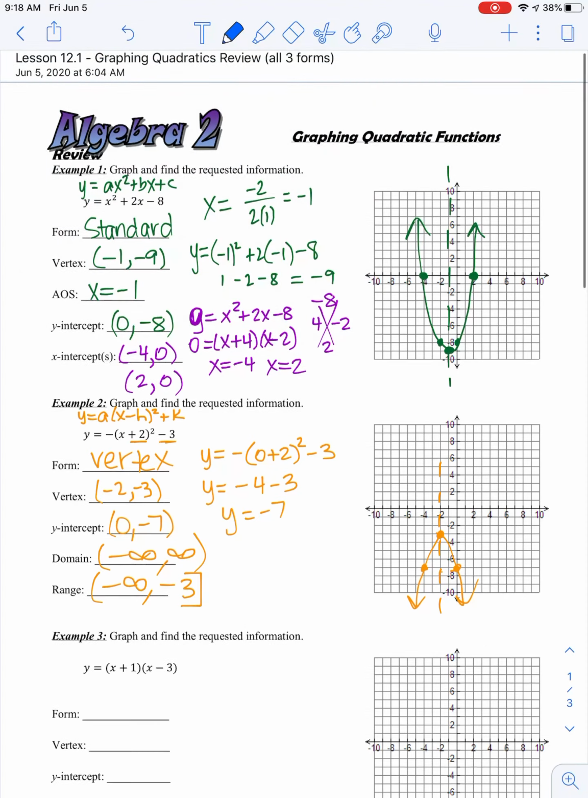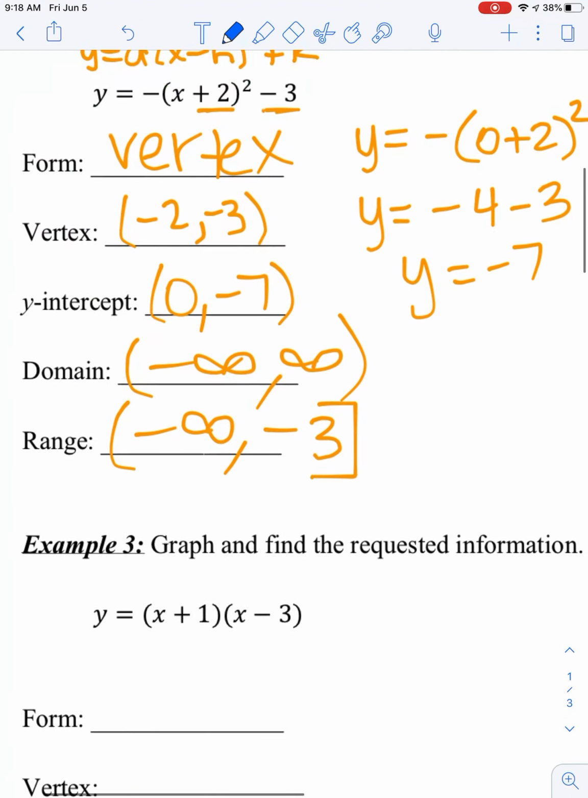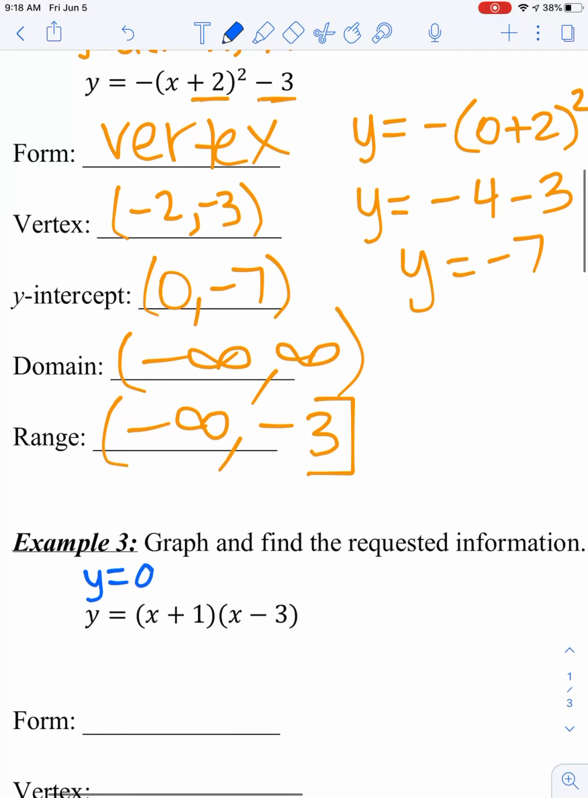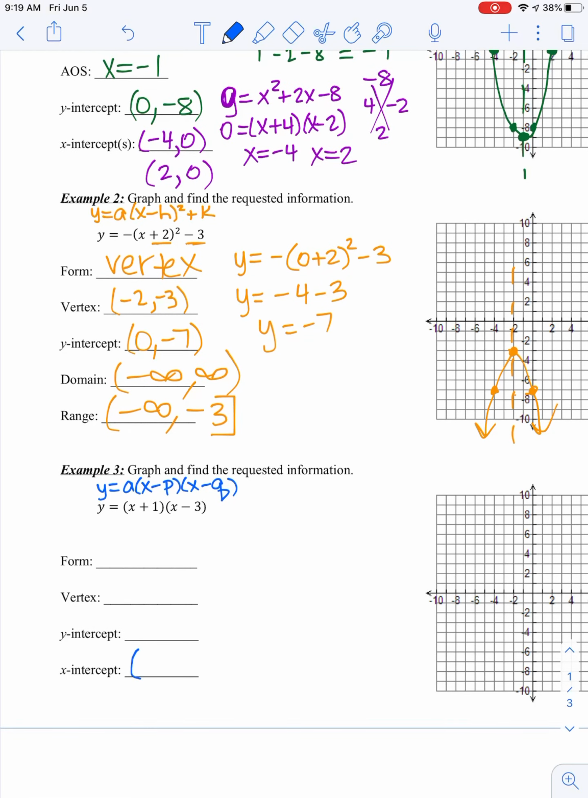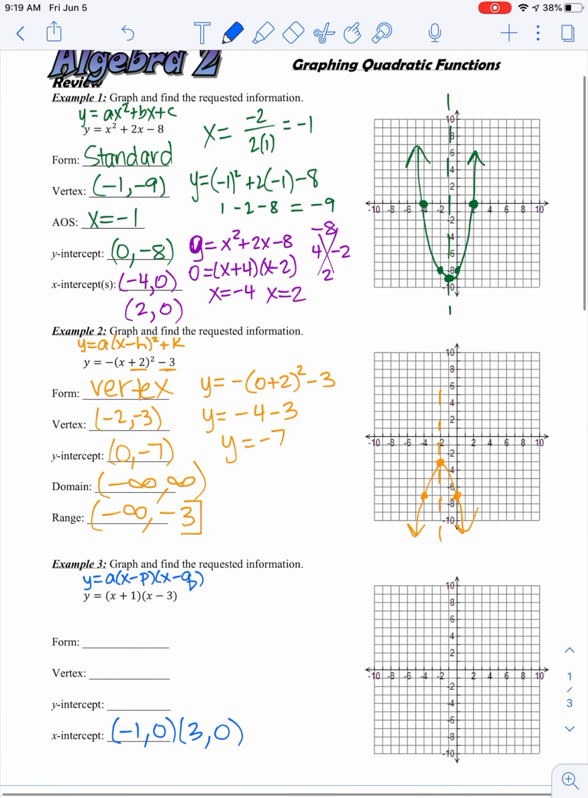Finally, we have example 3, which is in intercept form. Since we know intercept form looks like this, y equals a times x minus p times x minus q. So the a is 1, and p and q are negative 1 and positive 3. Those are the x-intercepts, negative 1, 0, and positive 3, 0. This form, as I already mentioned, is intercept form or factored form.